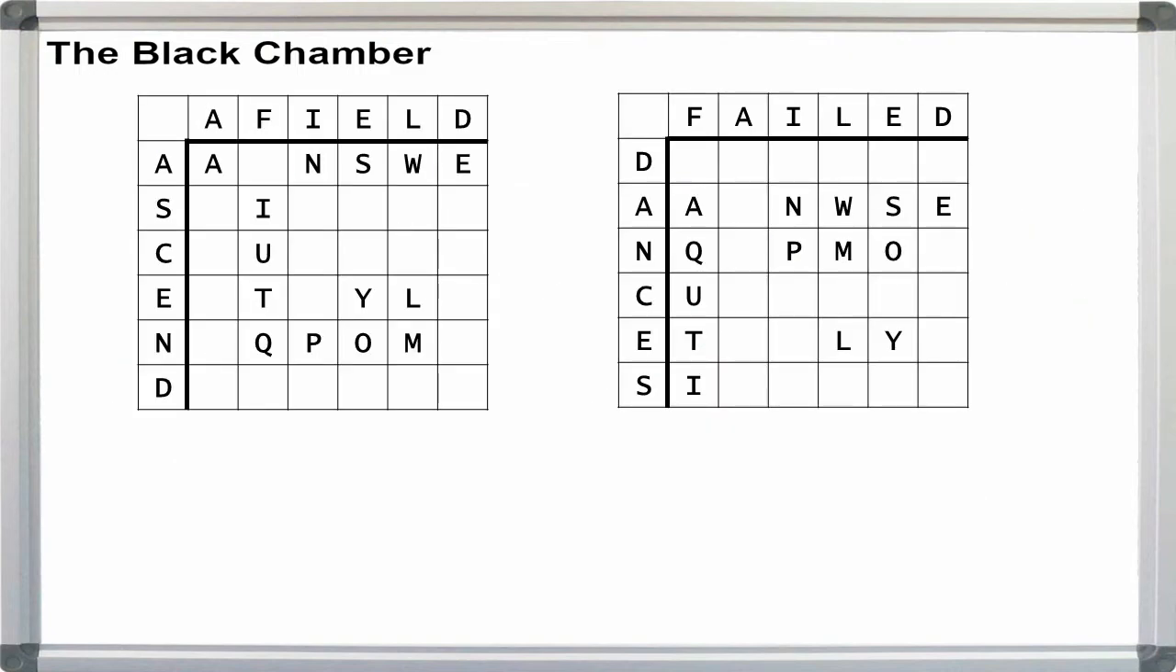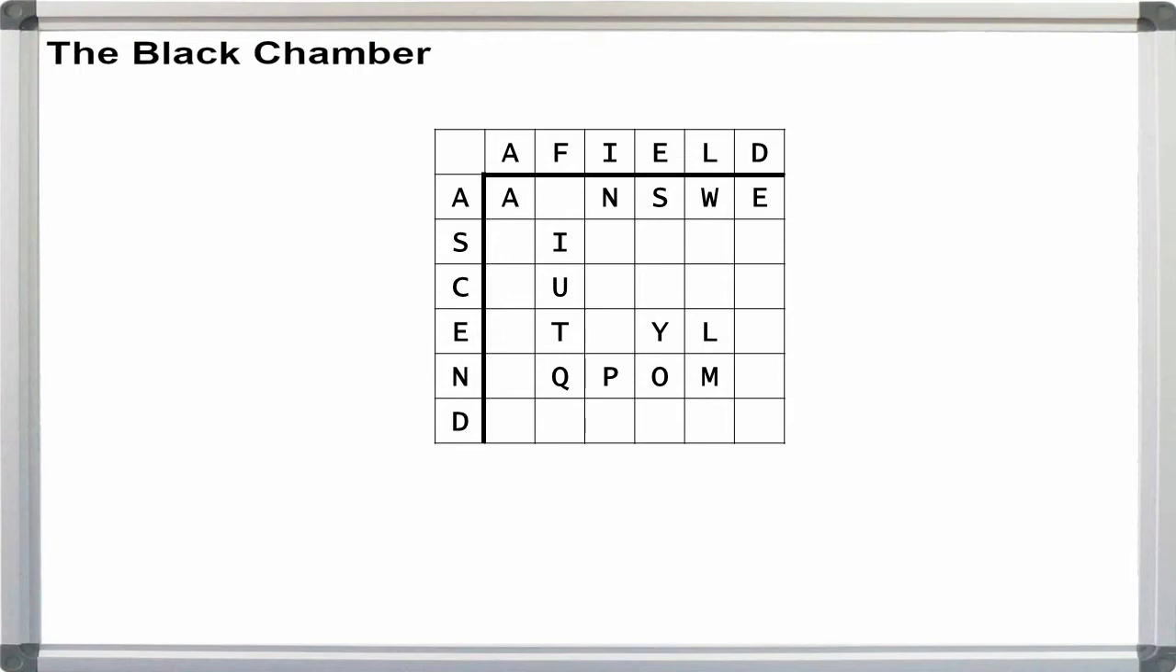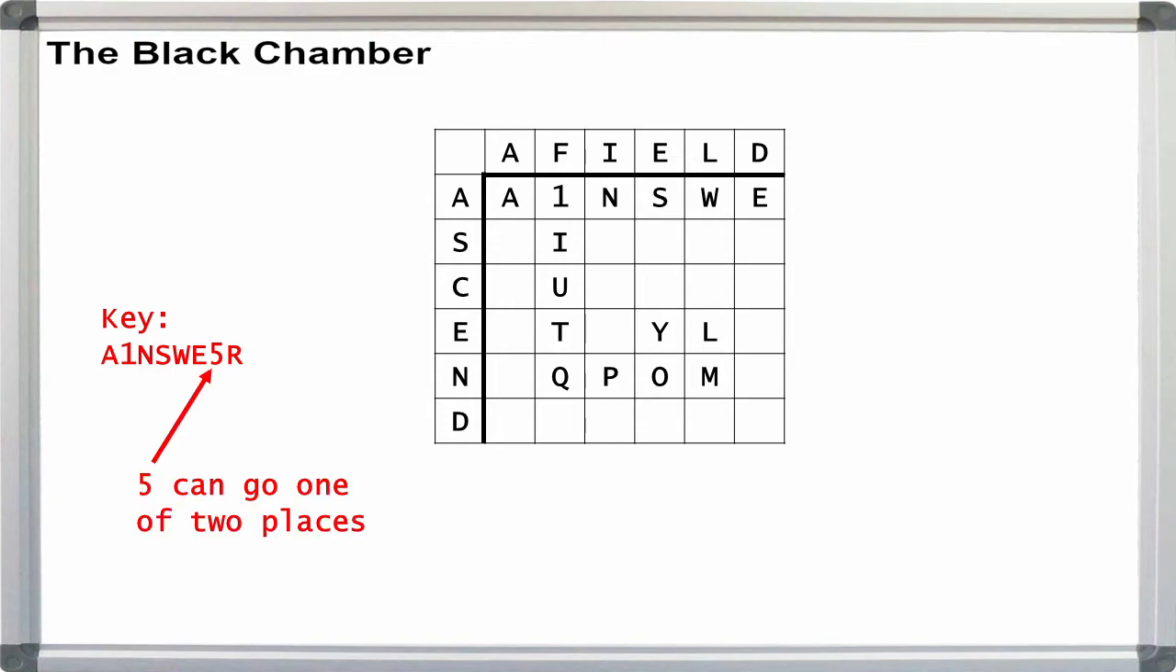Looking at the squares now, ascend and a field looks more promising than danced and failed. Remembering that 1 has to follow A in the alphabet, the keyword is probably A1NSWE5R for the word answer. There are 2 places the 5 following E can go, either at SA for an on-by rows route or at SD for an on-by spiral.